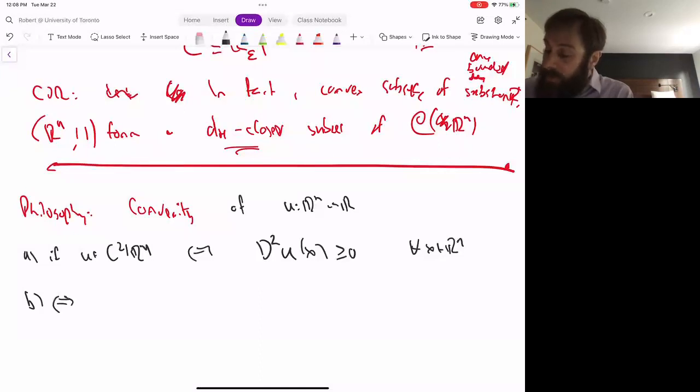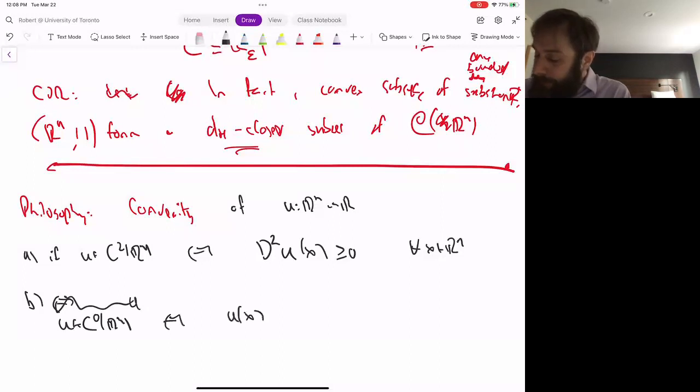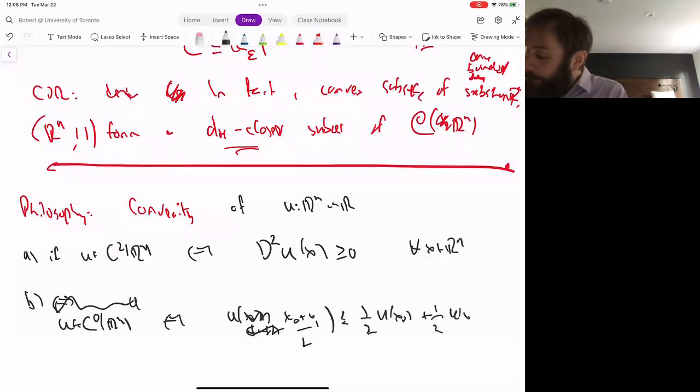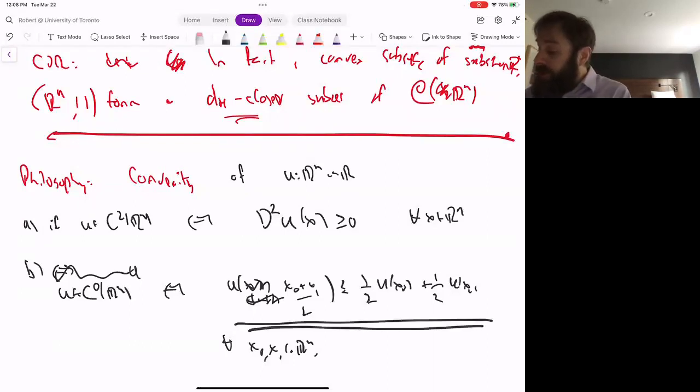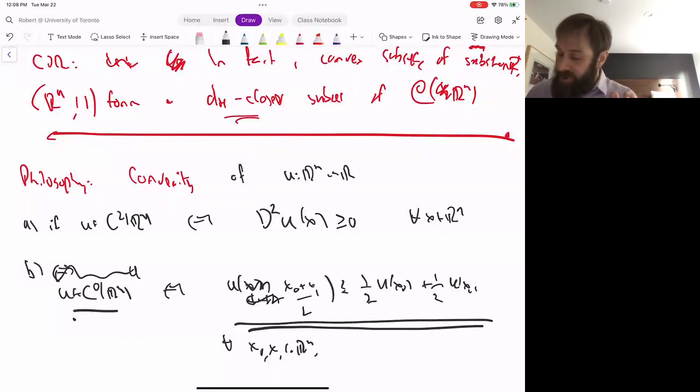is always equivalent to, let's just say if u is C0 to make things simpler for ourselves, midpoint convexity. I guess I did say something like this. So u of (x0 plus x1)/2 is less than or equal to 1/2 u of x0 plus 1/2 u of x1 for all x0, x1 in Rn. And so of course this is a more general definition, but it's a little bit harder to check because it's non-local. You need to look at all pairs of points. When you have a function, it applies in more generality.